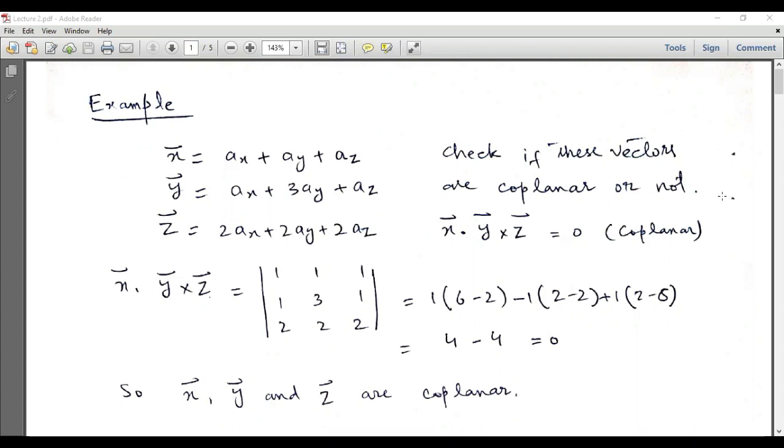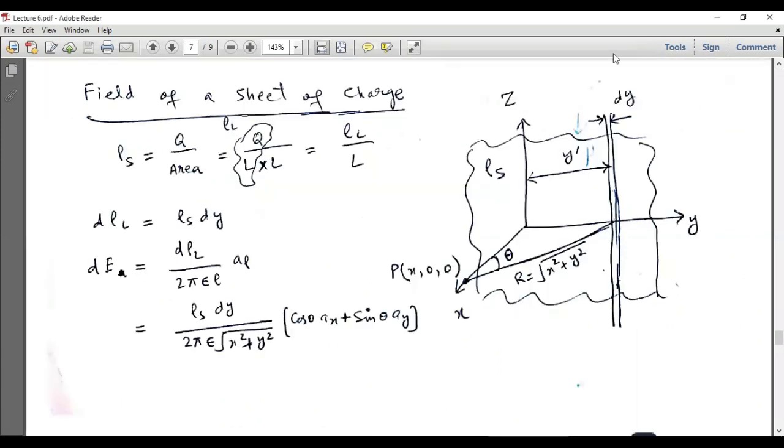This is the second lecture of the course of Electromagnetic Theory, and in this lecture I am going to solve some problems related to the vector products.